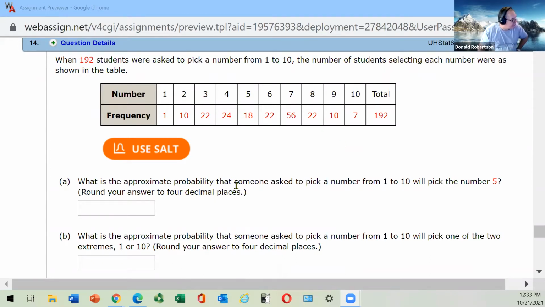What is the approximate probability that someone asked to pick a number from 1 to 10 will pick a 5? I don't think you need salt for this. Wouldn't it be 18 out of 192? And make it a decimal to 4 decimal places. So you would just go 18 divided by 192 and then figure out whatever it is.